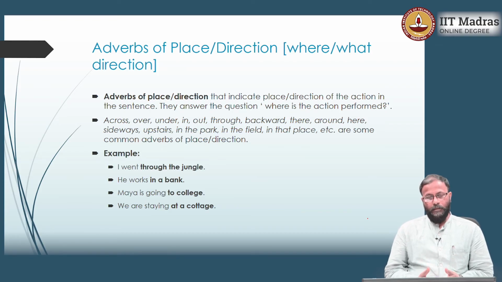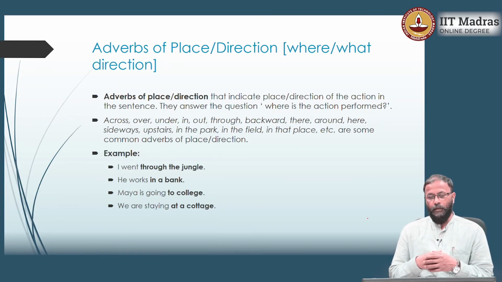We are staying at a cottage. At a cottage acts as an adverb. Functionally, these phrases that we have in bold fonts act as adverbs of place and direction. They indicate the place or direction of the action in these sentences, and they answer the question where is the action being performed. So, location. Some common adverbs of place or direction are across, over, under, in, out, through, backward, there, around, here, sideways, upstairs, in the park, in the field, in the place, etc. They are very common because they add on to the verb and indicate the location where the action is being performed and in what direction. So they are called adverbs of place or direction.